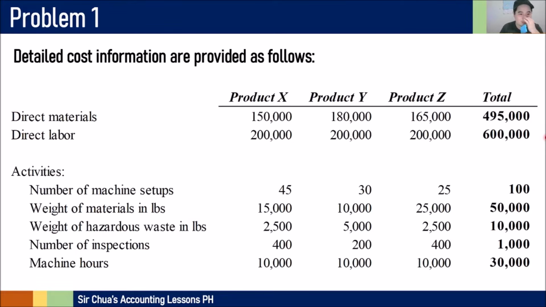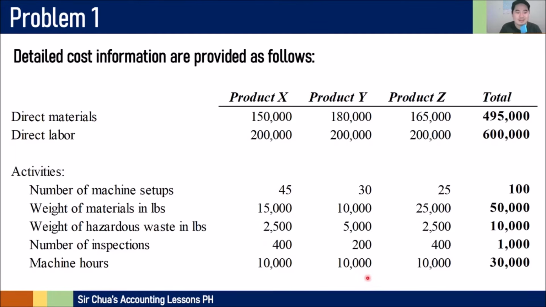So, I suggest screenshot nyo siya kasi gagamitin natin siya mamaya sa pagsosolve ng problem. So, ito daw po yung details ng 495,000. As you can see, we have 3 product lines which is product X, product Y, and product Z. So, materials daw po niya is this one, and this one. And then for labor naman po, this one, and this one. Okay? Tapos, ito na daw po yung specific activities.